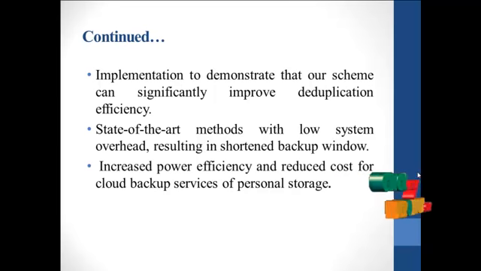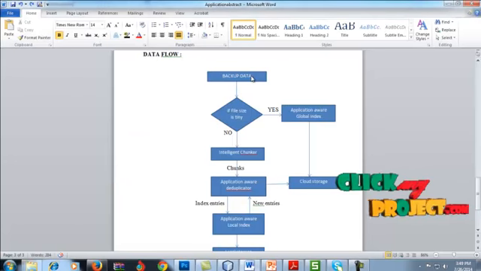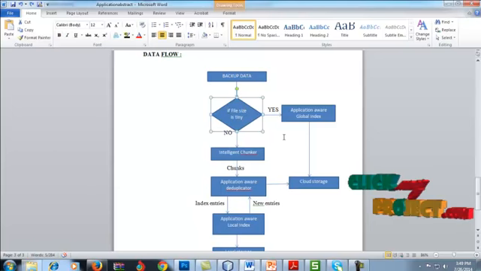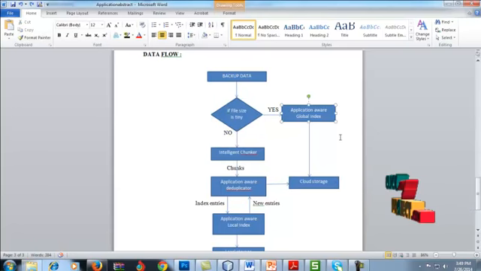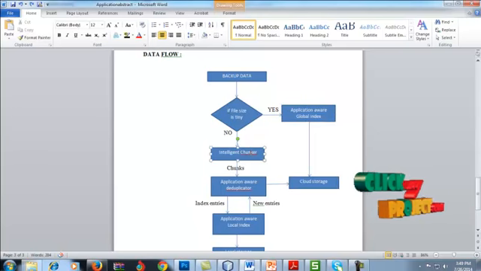Data flow of the project. The data flow starts from browsing a backup file. The size of a file is checked first. If the file size is tiny, then it is sent to application aware global index. If the size of a file is too large, then it is sent to intelligent chunker. The intelligent chunker chunks the file into more than one file. Then it is sent to application aware deduplicator. After that, the file will be stored into the cloud.